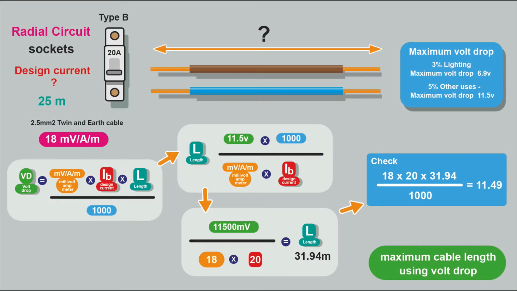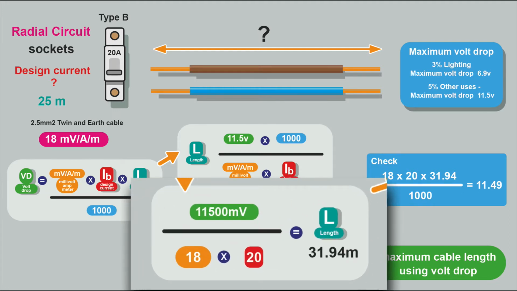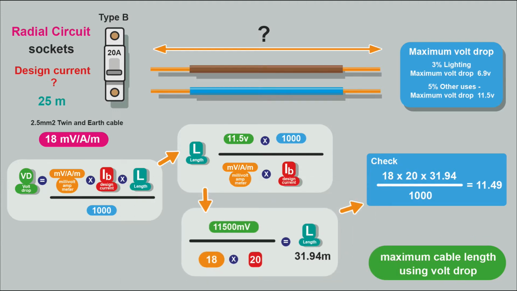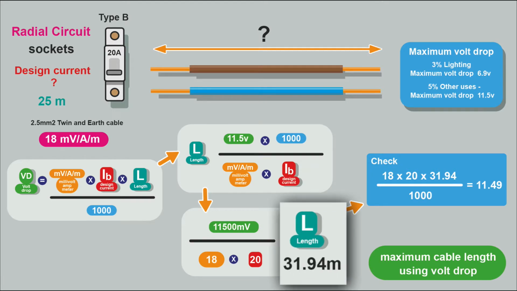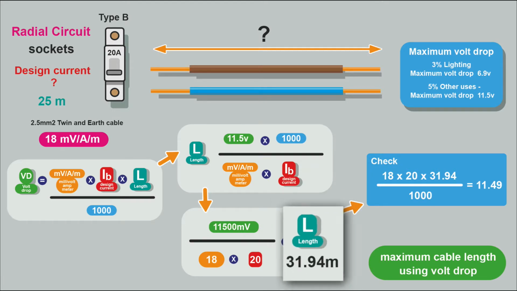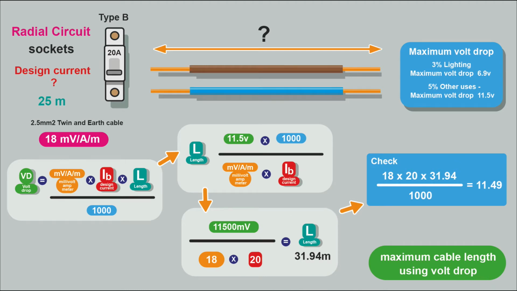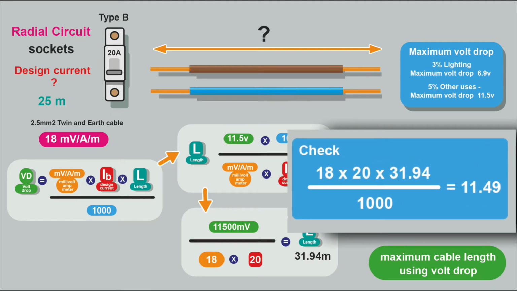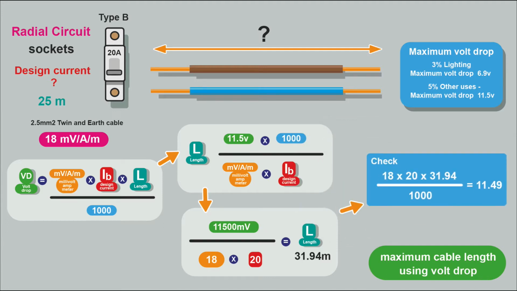And we can get an idea of the maximum length of the circuit if we transpose the volt drop formula. So we'll divide the maximum volt drop in millivolts by the voltage drop factor times the design current, and that will give us a length for the circuit. And anytime you transpose the formula, I always find it useful to put the answer back into the original formula. And we can check it. 18 times 20 times 31.94, which was the length we calculated. Divide that by 1,000, and we get back to 11.49. And we're back to our maximum volt drop. We've got 11.49. We've lost a little bit in the sums.